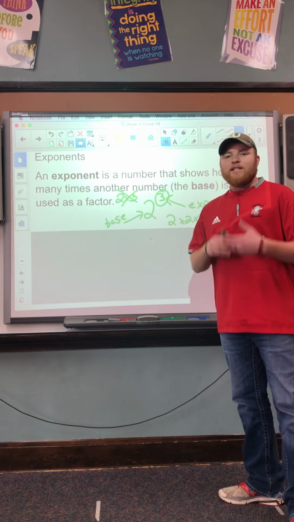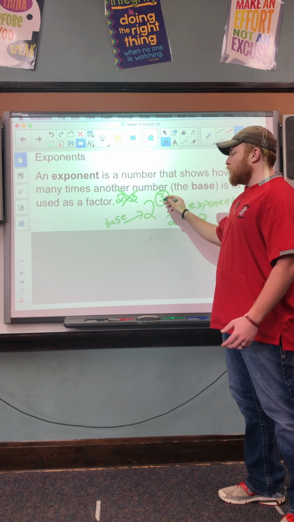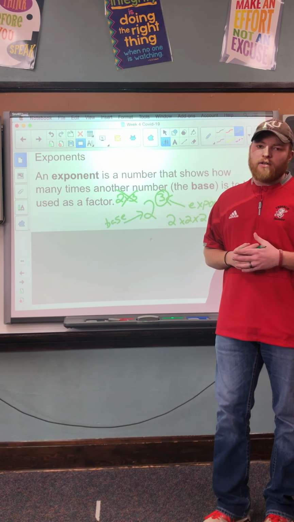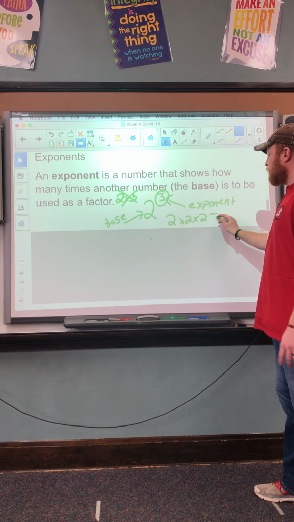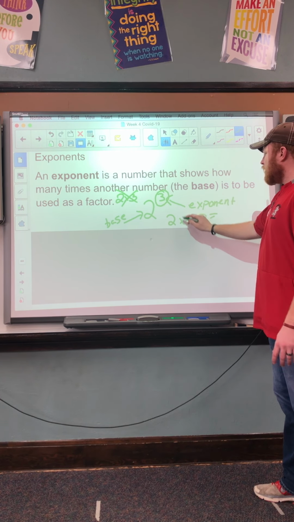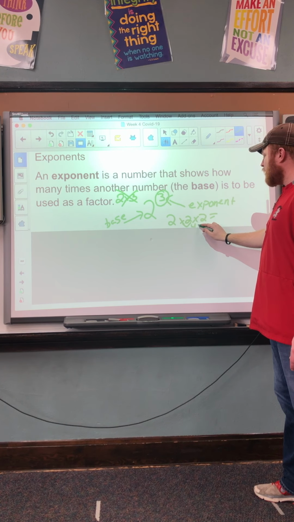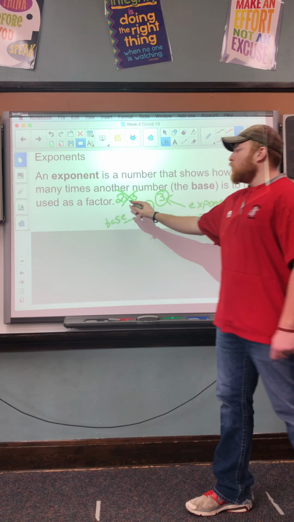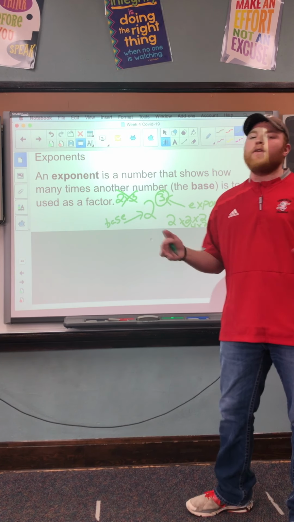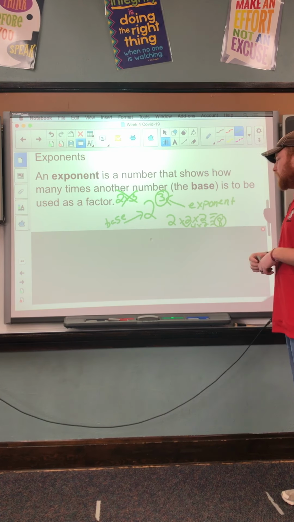2 is the number that's getting repeated, and the 3 is the number of times it's getting repeated, which is 3 times. So it'd be 2 times 2 times 2, which when you multiply that out, 2 times 2 is 4, times 2 is 8. That's your answer. If you would have gone 2 times 3, you would have gotten 6, so you wouldn't have even gotten the correct answer.